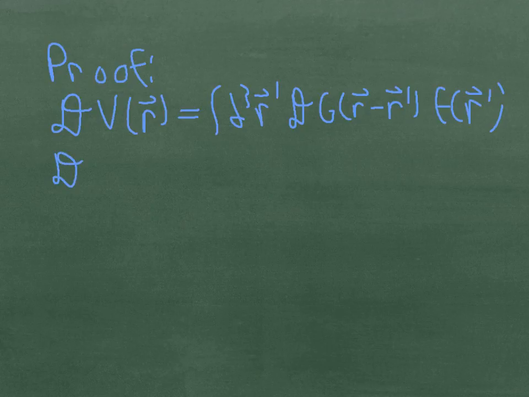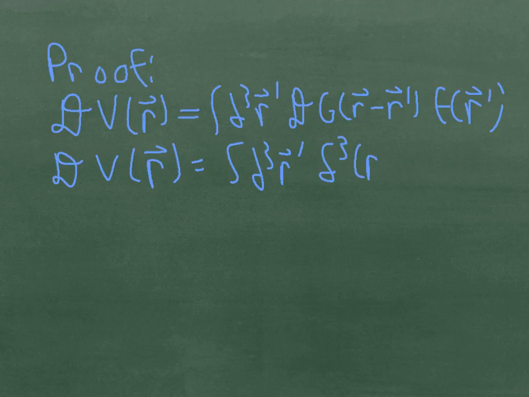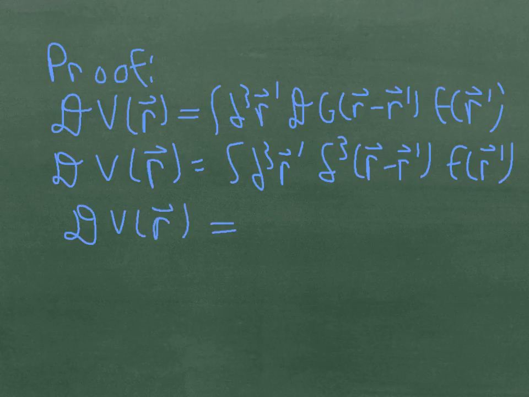So what we have then is that D V of r is equal to the integral d cubed r prime. The derivative operator acting on our Green's function gives us delta cubed of r minus r prime times f of r prime. Then when we do the delta function integral, that just gives us D acting on V of r equals f of r, which is what we wanted it to be. So that's what the Green's function does. It gives us a nice easy way to solve our differential equations for generic f of r on the right-hand side.